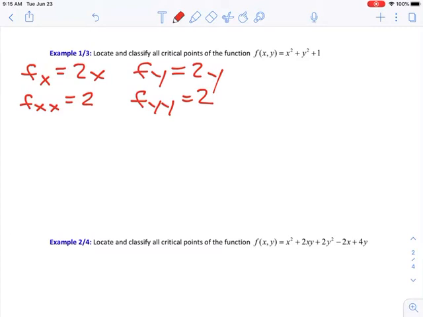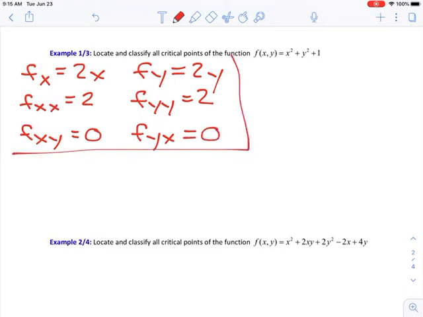And then let's find our mixed partials. The partial derivative of f_x with respect to y means we are taking the partial derivative of 2x with respect to y, which is going to be 0. And then we want to find the mixed partial of f_y with respect to x. That's also going to be 0. So here are our derivatives.